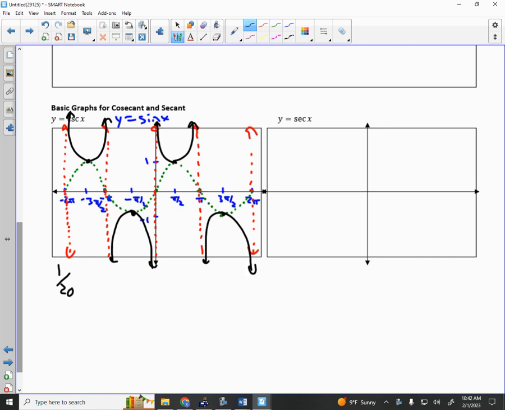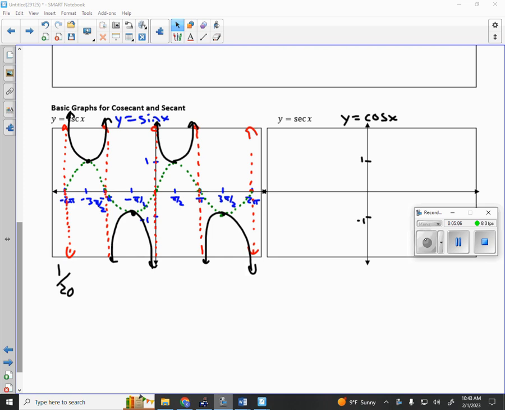So instead of graphing secant, I should graph cosine. So I'll make a tick mark at 1 and at -1. Go ahead, quick sketch cosine.